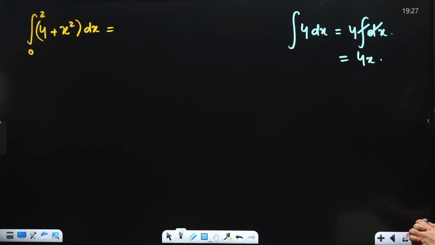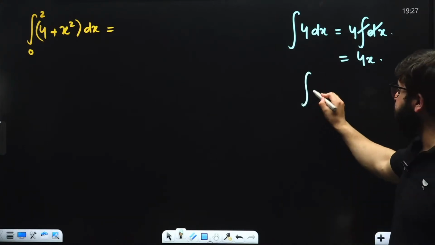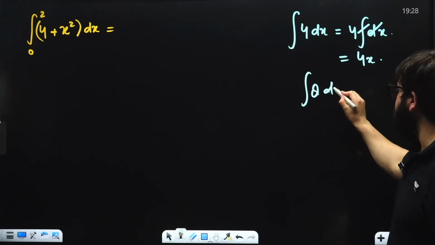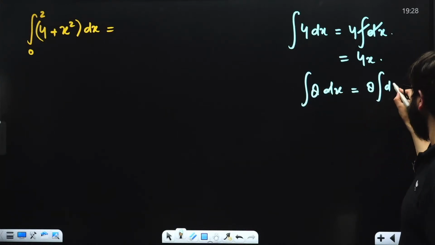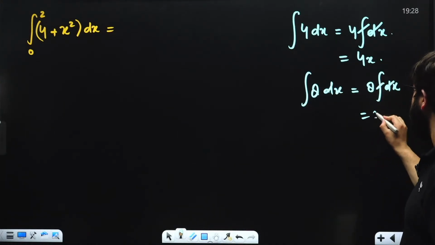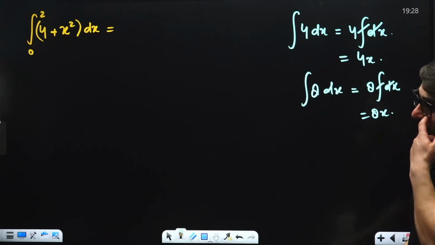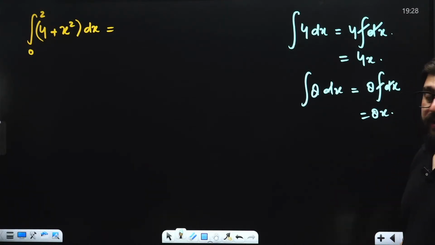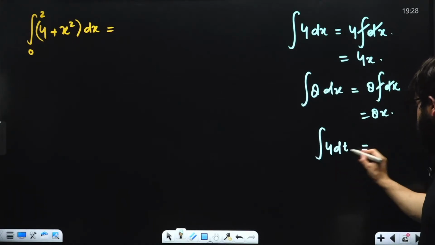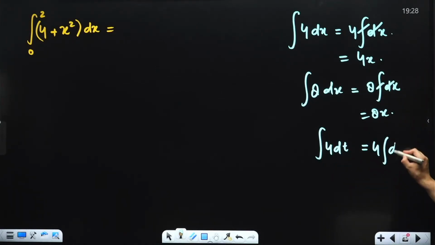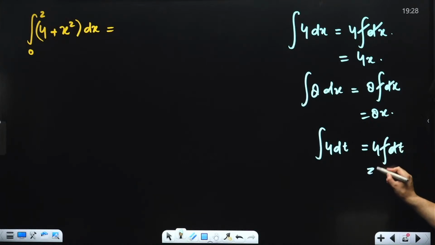Like integration of 8 dx. Take the 8 out, integration of dx. This and this we cancel, so it will be 8x. Integration of 2 is 2x. And if I say integration of 4 dt, you take the 4 out, integration of dt, this and this will cancel, so it will be 4t.